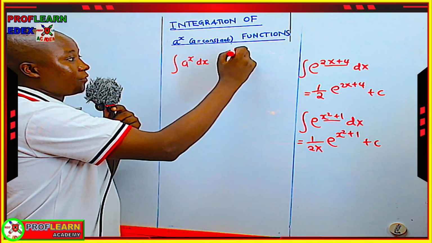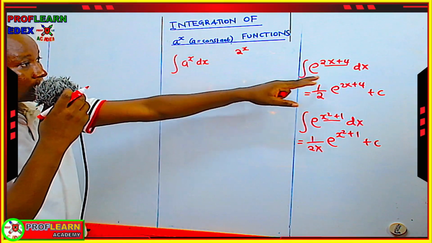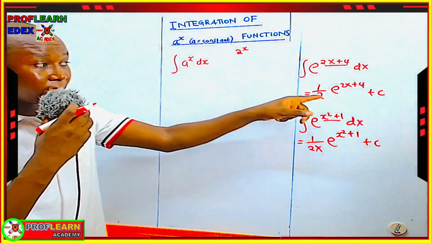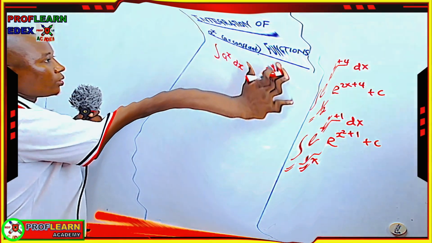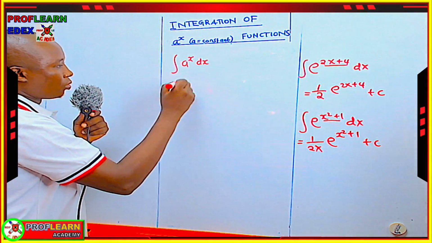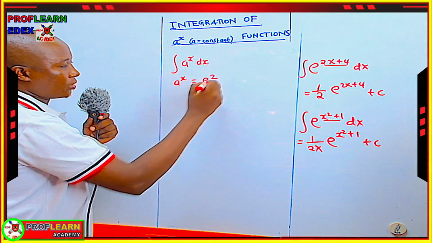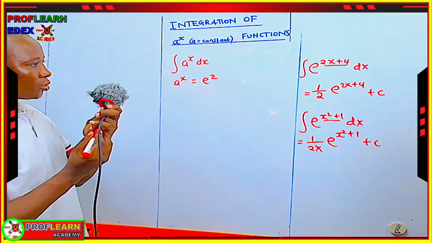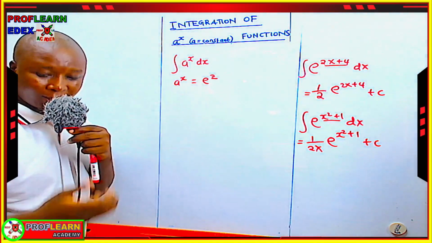For instance, if you are having 2 raised to power x, you cannot do it this way because the base is not e. You only do that when it's e. Now, how do we go about this? First, we need to convert this a^x to be in the form e^z, so that we will be able to integrate when we have an e there.